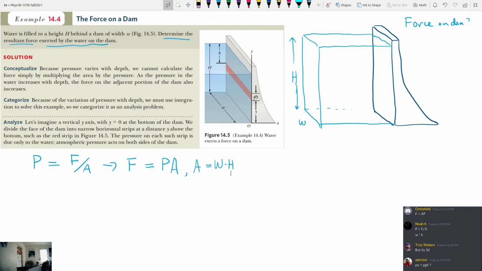Okay, so Astro Lover says P naught plus rho gh. That's definitely going to tell us the pressure, and that indicates something that is hard about this problem. The pressure of the water is not a constant, right? The pressure of the water is not constant.